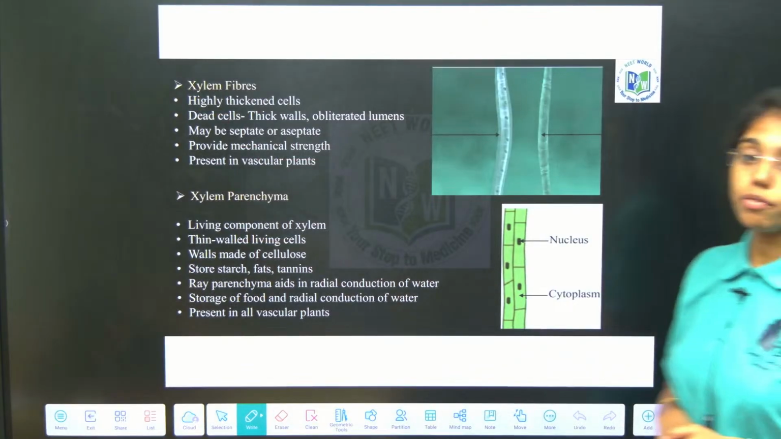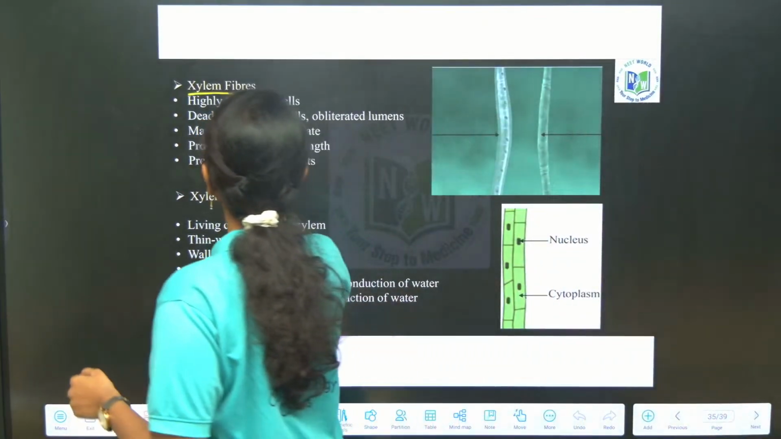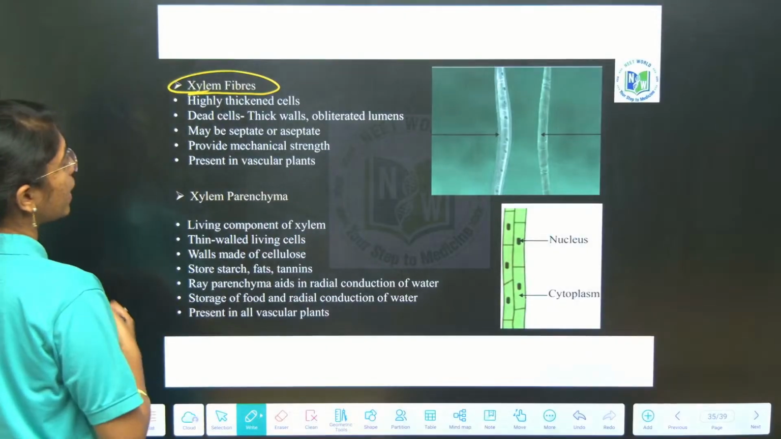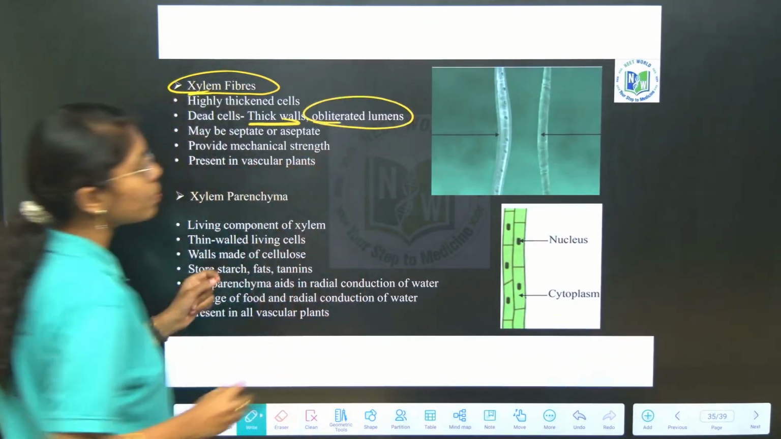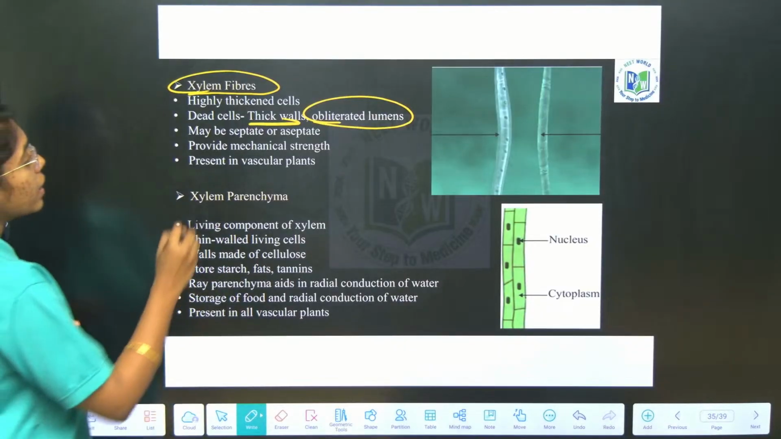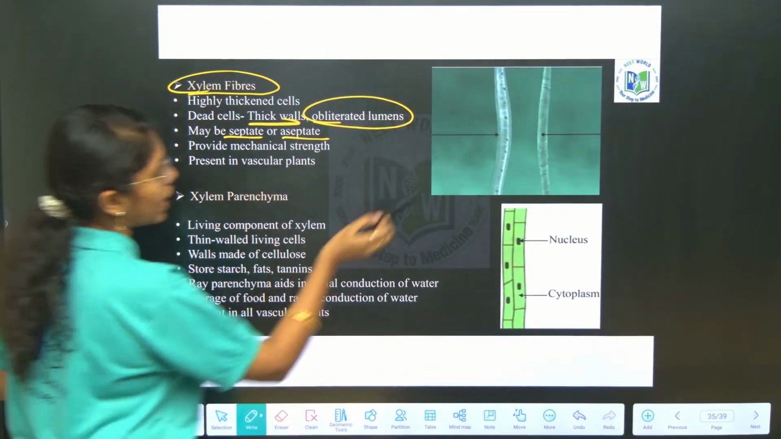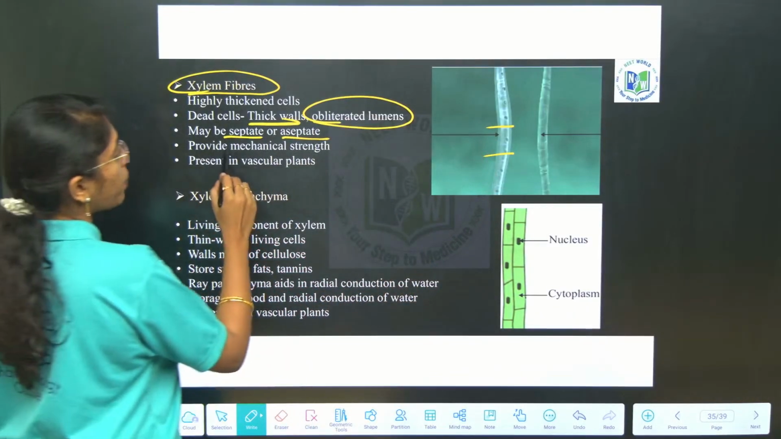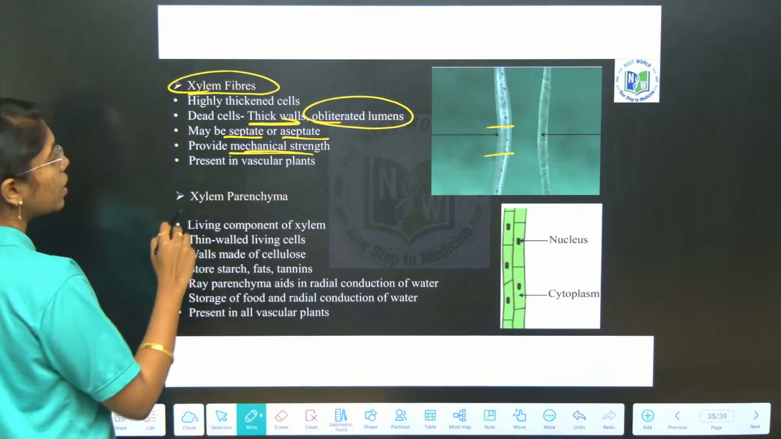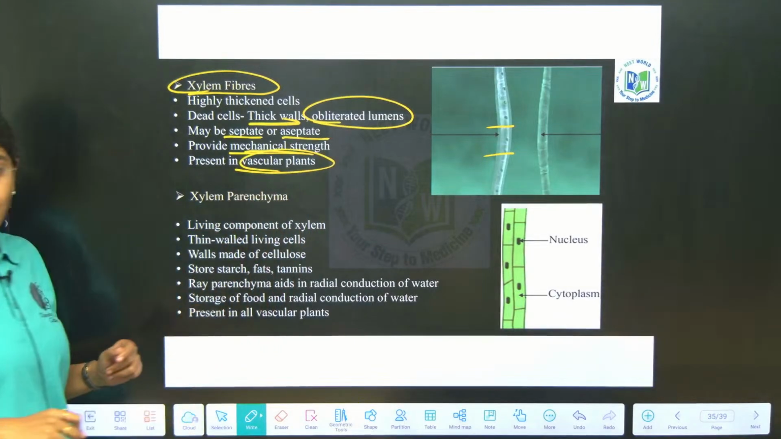Next, you see xylem fibers. Xylem fibers are highly thickened cells, dead cells with thick walls and obliterated lumen, meaning very narrow lumen, and they may be septate or aseptate. Xylem fibers can be septate or aseptate. They provide primarily what? Mechanical strength, and they are present in all the vascular plants.